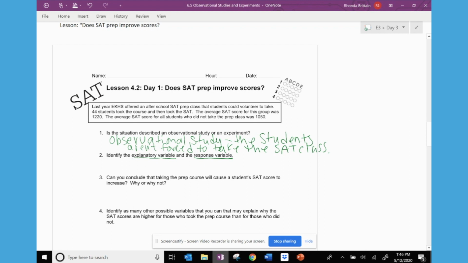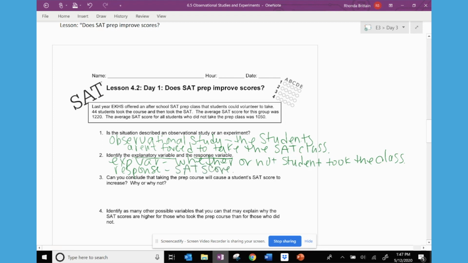In this case, we're going to look at whether or not somebody took a class. So my explanatory variable is whether or not the student took the class. The response is what is measured or what's actually looked at. So the response in this case is how well did they score on the SAT.